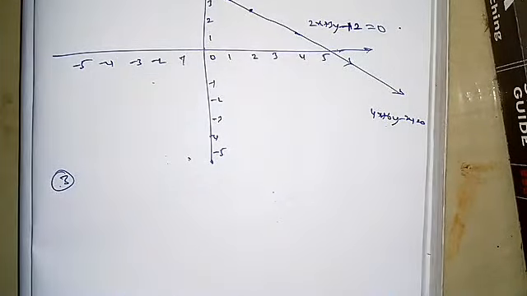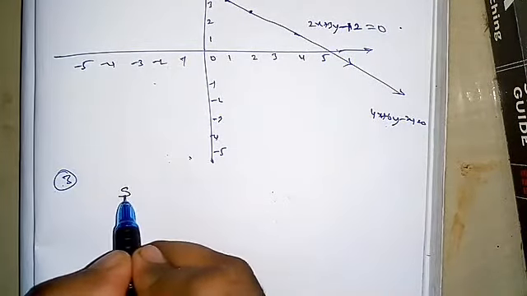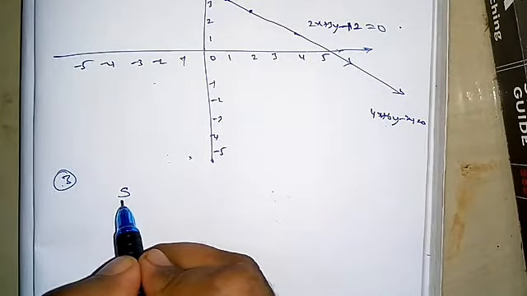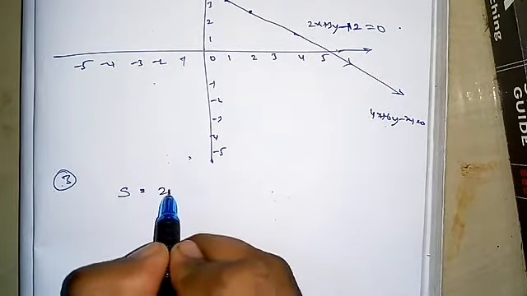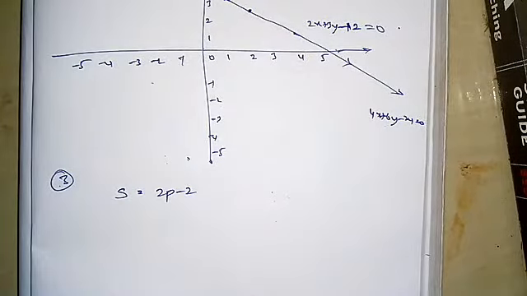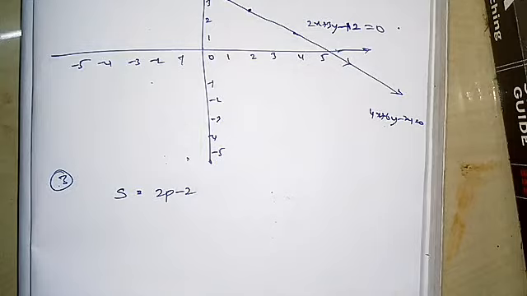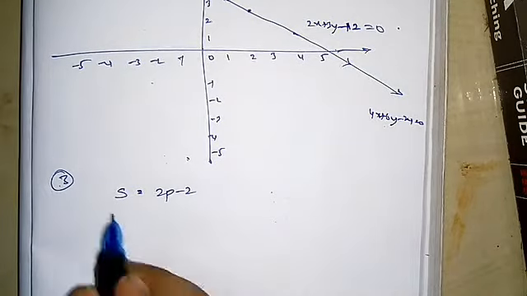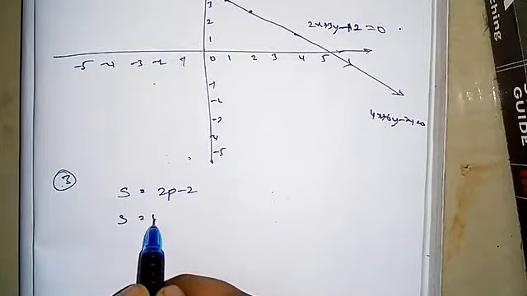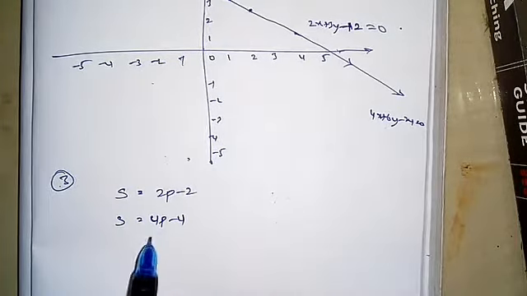Neha went to a sale to purchase some hats and skirts. When her friend asked her how many of each she had bought, she answered, the number of skirts. Let skirts be S. Number of skirts are 2 less than twice the number of pants purchased. So 2p minus 2. The number of skirts is 4 less than 4 times the number of pants, so S is equal to 4p minus 4.